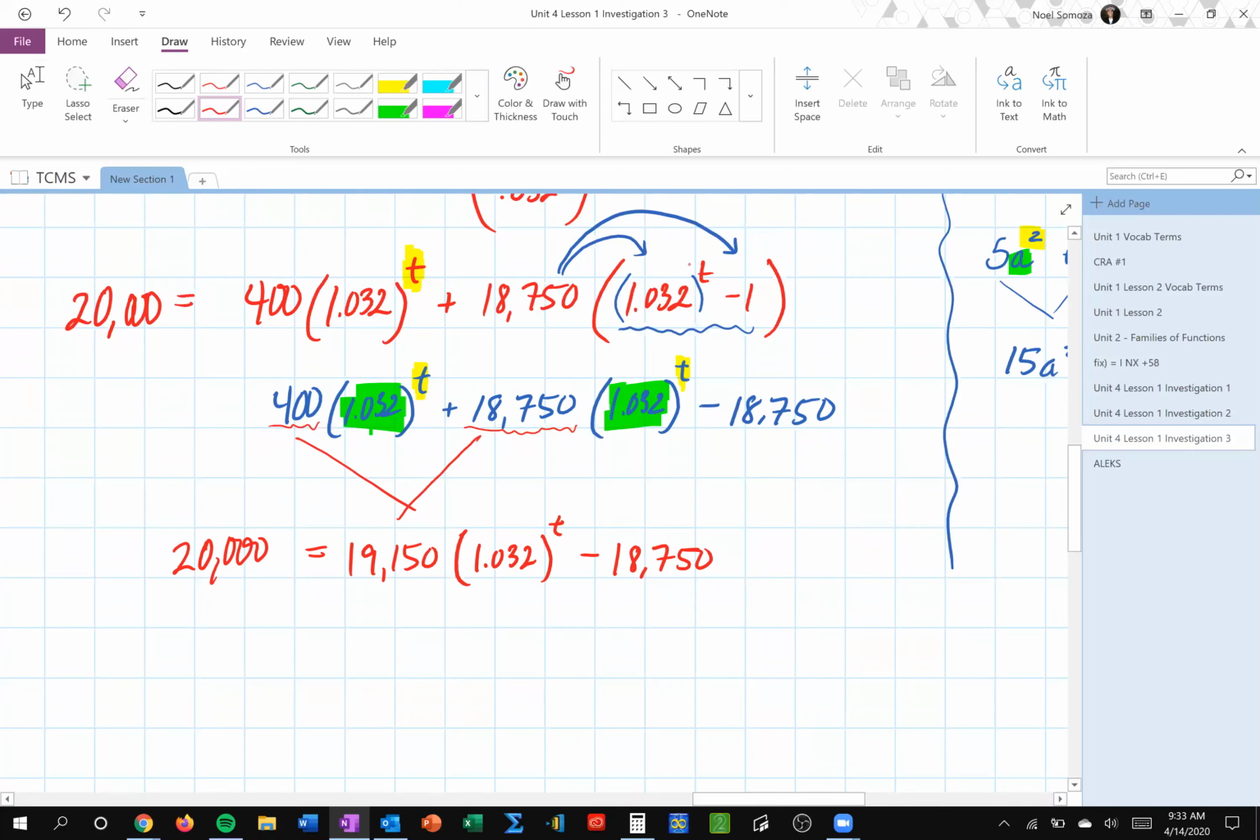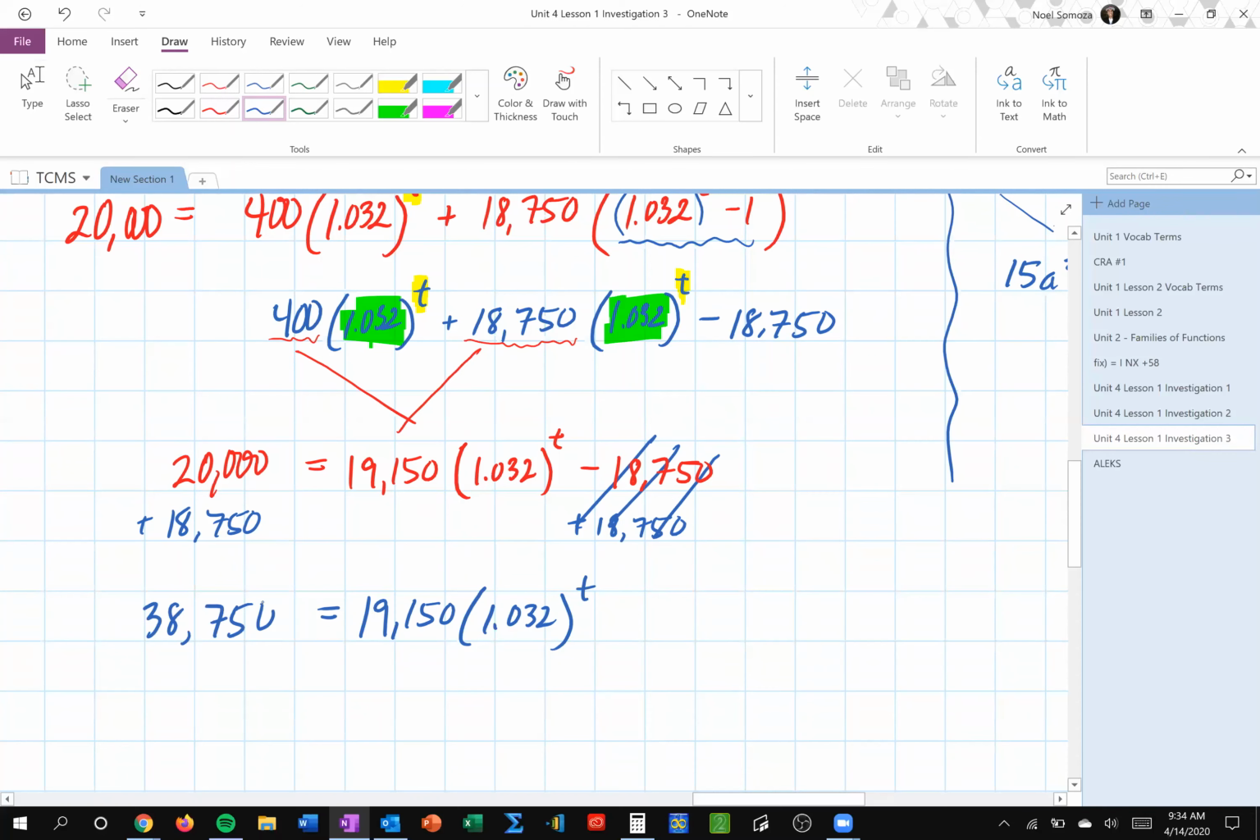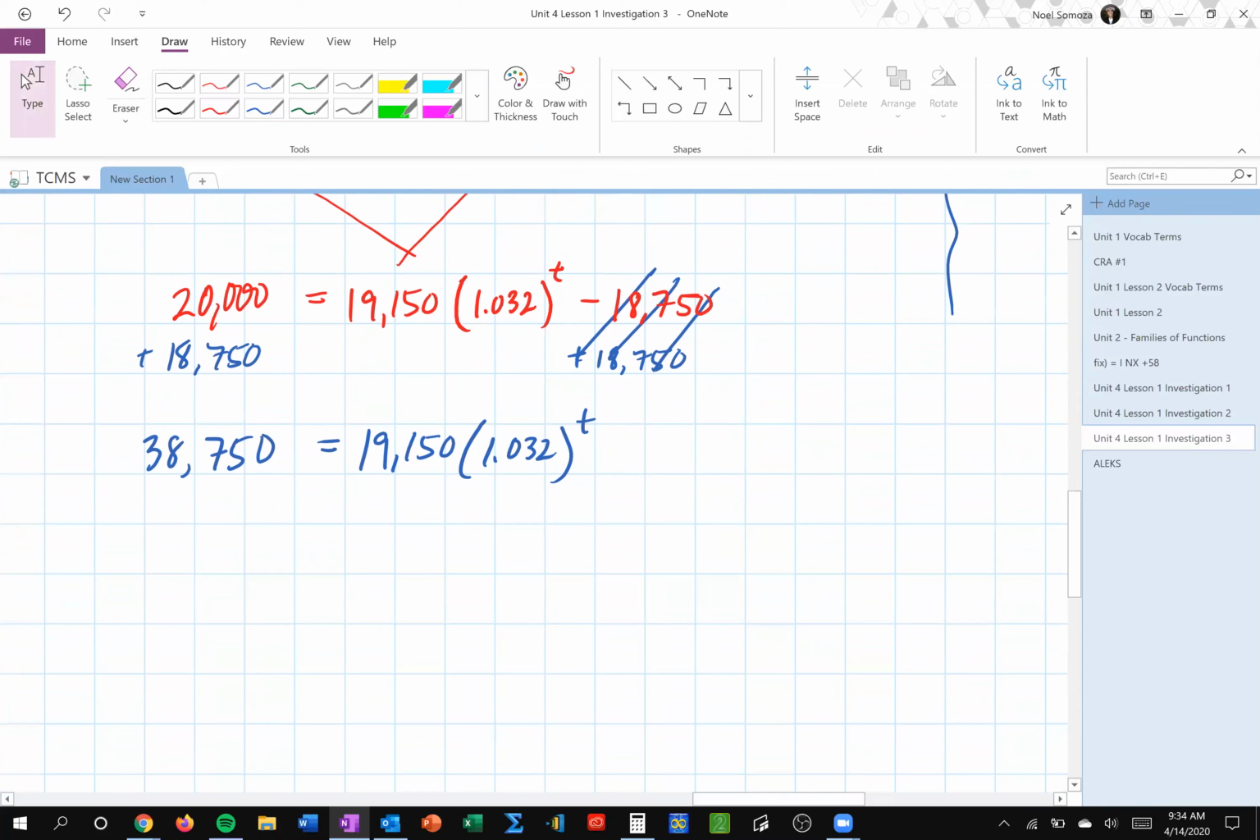All right, so from here, right now it's set up in a way where we can actually do something. We want to try to isolate the t. So before we do anything, let's first add 18,750 to both sides. That's going to cancel from this side. Now you've isolated somewhat the expression that has the t. And then on this side, this is going to give us 38,750.